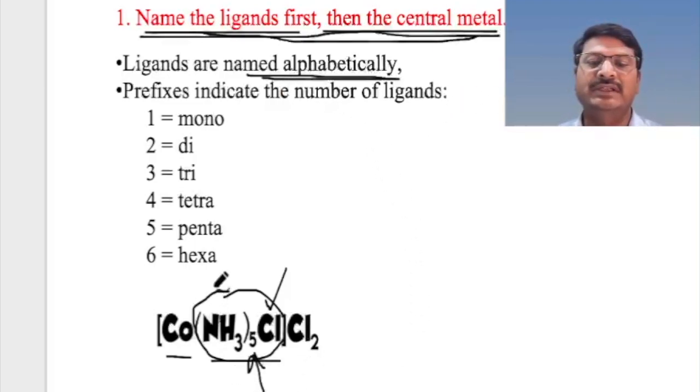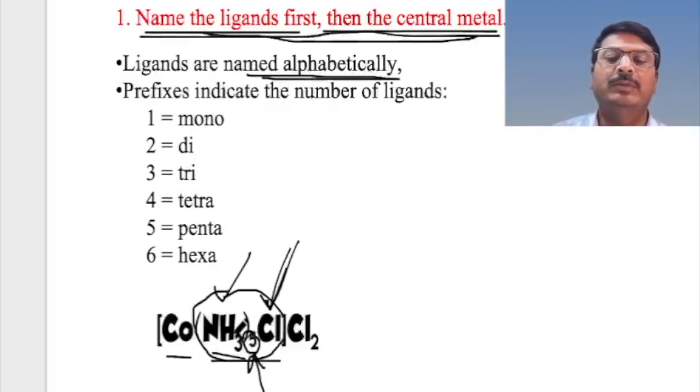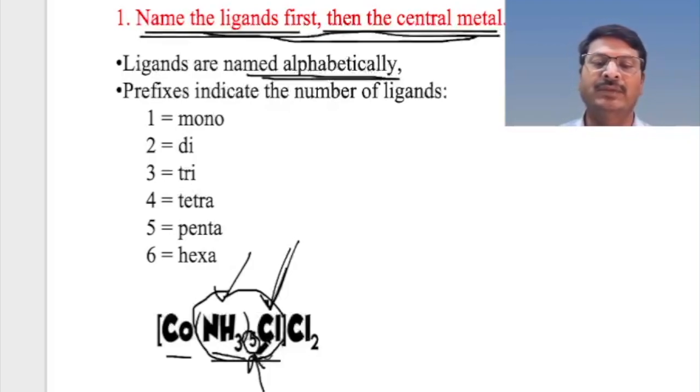For example, in this case, ammonia is there, chlorine is there. First you have to write ammonia followed by chlorine. Here there are a total of 5 ammonia, so before ammonia you have to write the number of ligands also. That means it will be written as pentaamine chloro. The ligands are pentaamine chloro. So the total of 5 ammonia molecules is written as pentaamine, and next to it chloro.